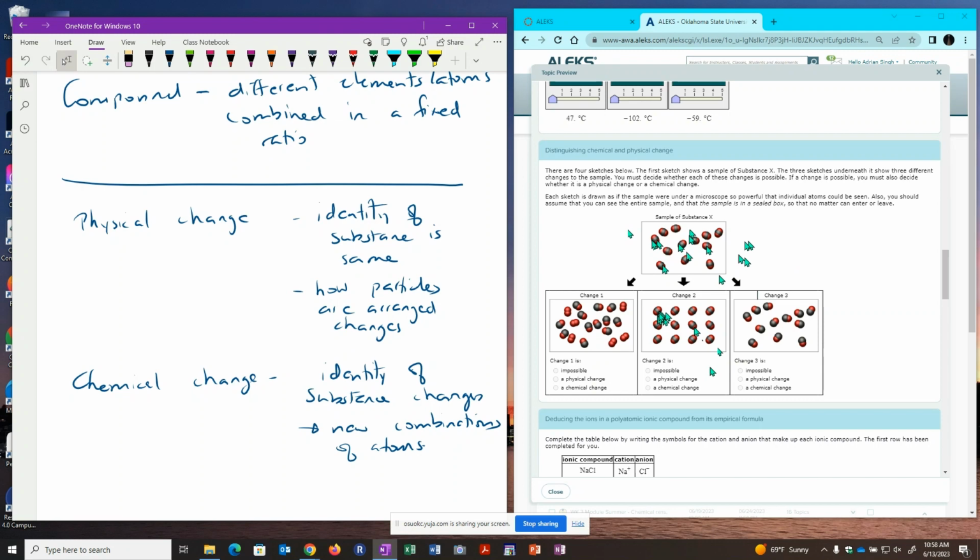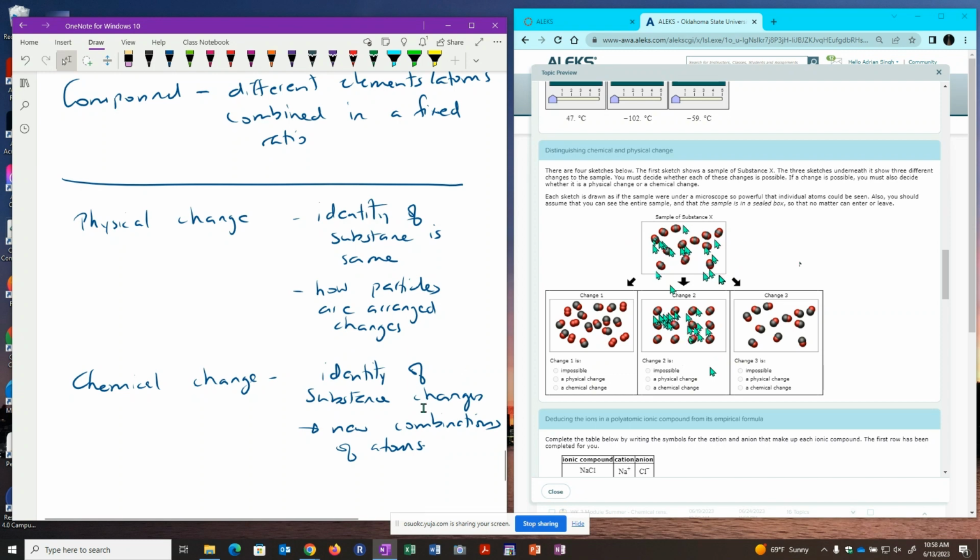Let's see, we have the same number of particles, right? 1, 2, 3, 4, 5, 6, 7, 8, 9, 10, 11, 12. So we have the same number of particles in change 2. The change that has occurred, though, is that the particles have become more organized, right? Here they're more haphazard and random. In change 2, they've become more organized. It's a sort of repeating pattern. So because the identity hasn't changed, but the arrangement has changed, this would be a physical change that has occurred. So as you look at the other one, that's what you want to keep in mind, right?